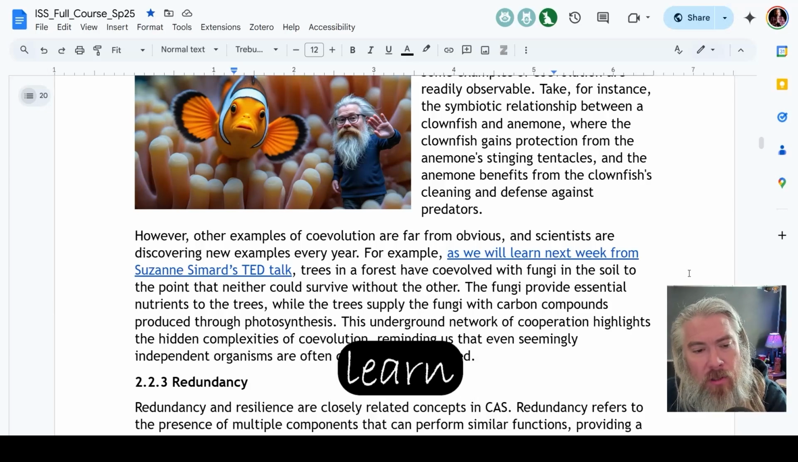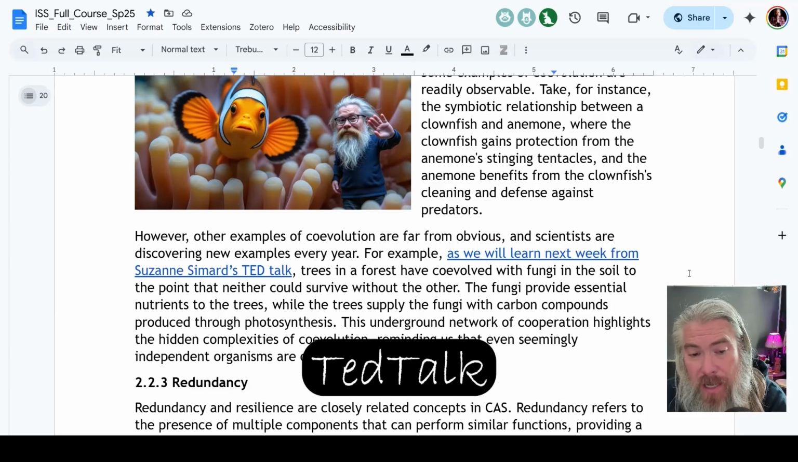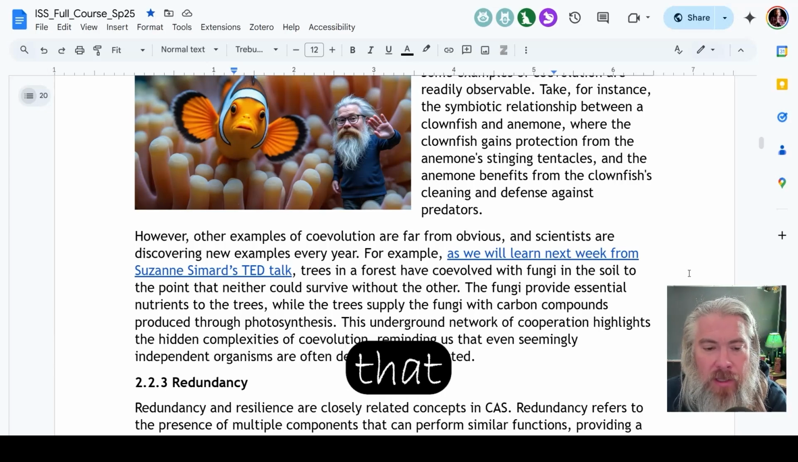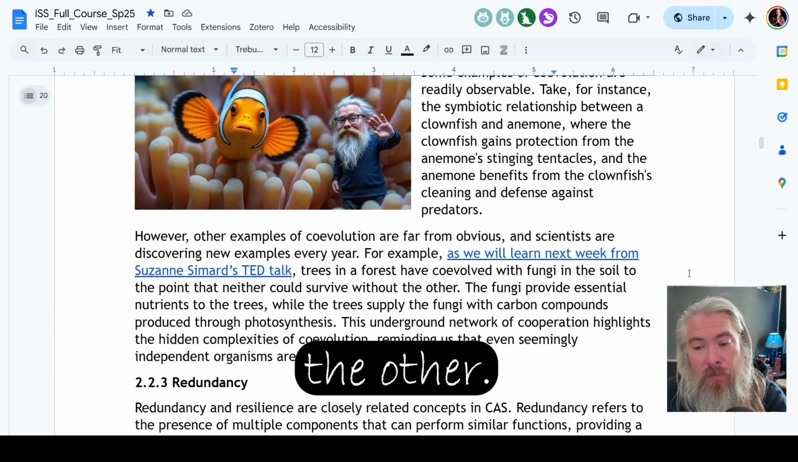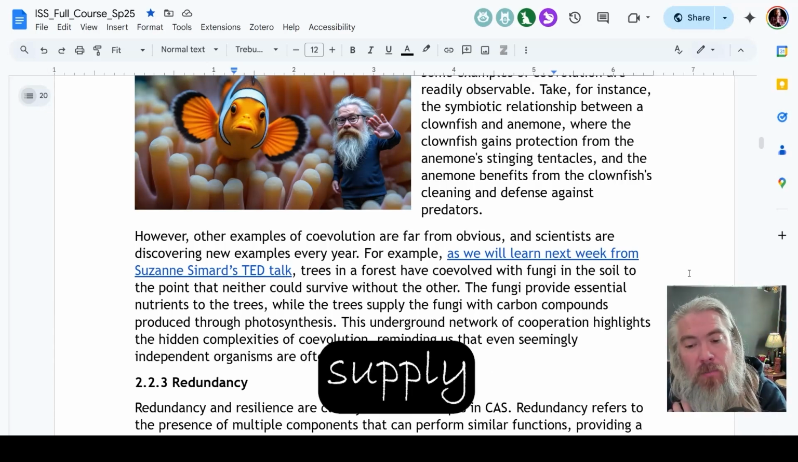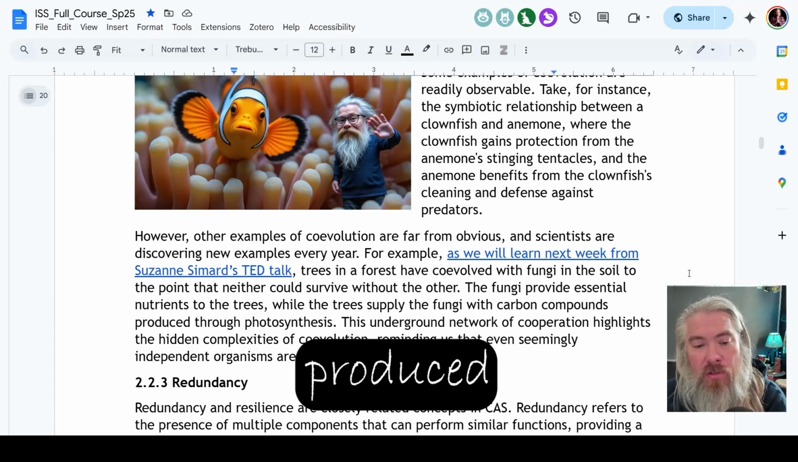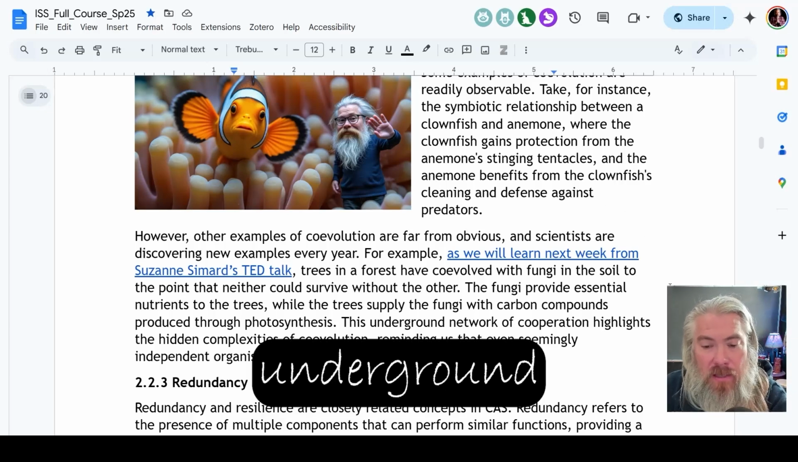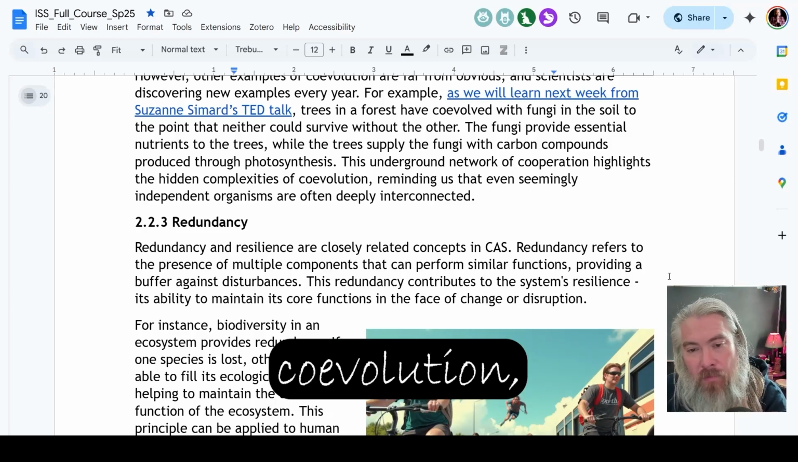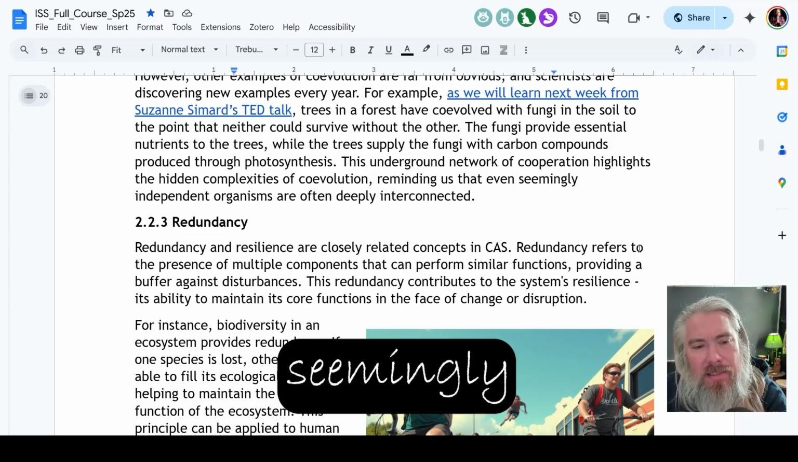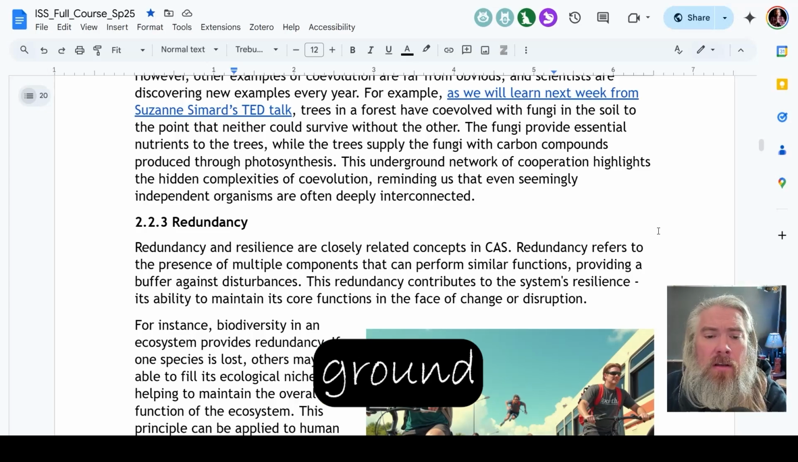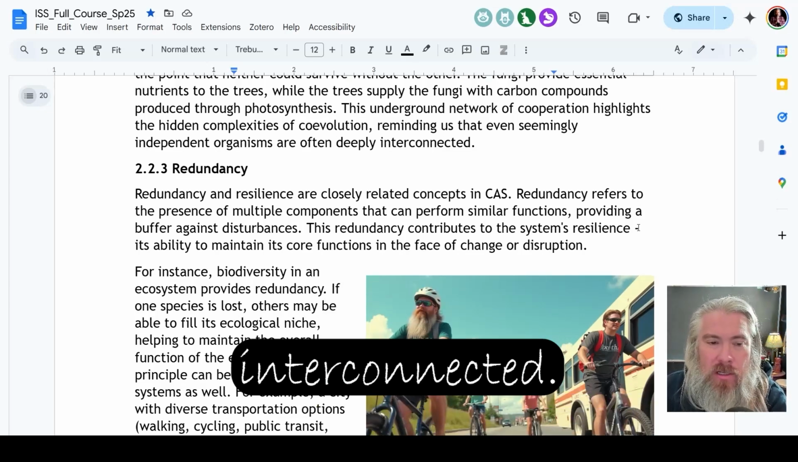For example, as we will learn next week from Suzanne Simard's TED Talk, trees in a forest have co-evolved with fungi in the soil to the point that neither could survive without the other. The fungi provide essential nutrients to the trees, while the trees supply the fungi with carbon compounds produced through photosynthesis. This underground network of cooperation highlights the hidden complexities of coevolution, reminding us that even seemingly independent organisms, like a tree and the mushrooms under the ground, are often deeply interconnected.